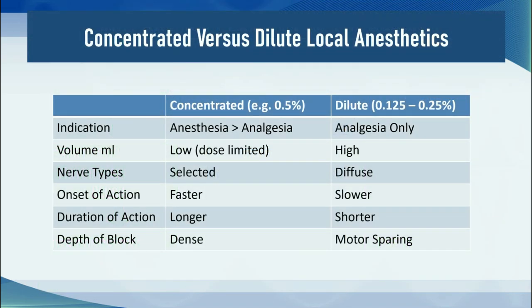To summarize, when you're looking at concentrated versus dilute local anesthetics, we have to look at what we're doing it for. The dilute anesthetics are used principally for analgesia. If you want anesthesia, you've got to use concentrated drug. The concentrated drug is given in low volumes. It's dose limited because of toxicity. The dilute drug is used in high volumes. The onset of action with the concentrated drug is faster, the duration of action of the concentrated drug is longer, and the depth of block is denser.